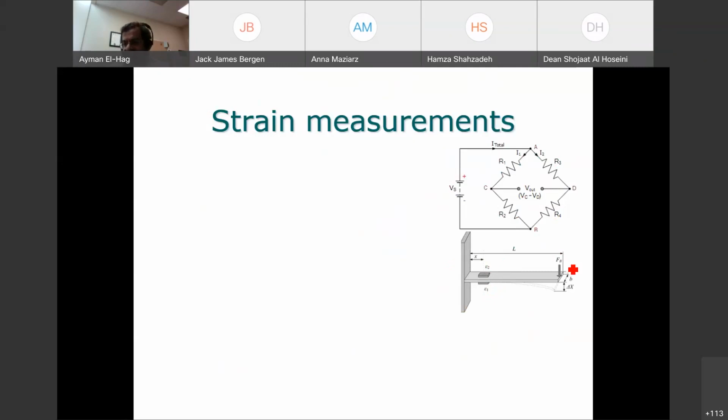So what will happen? If my force is going this way, then your R2 will be R2 plus delta R2. On the other hand, your R1 will become R1 minus delta R1. This is something very, very important to notice, and that is the only thing you need to know, by the way. The only thing you need to know is whether R increased by delta R or decreased by delta R. That's it. This formula doesn't change.